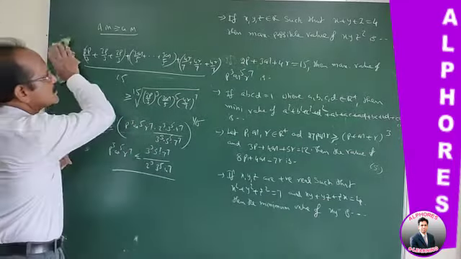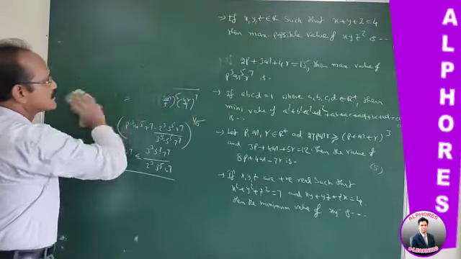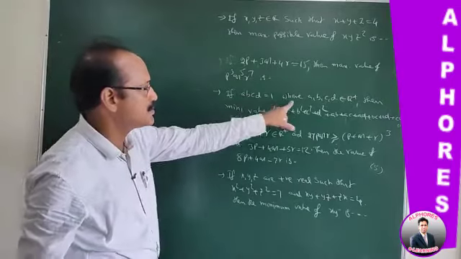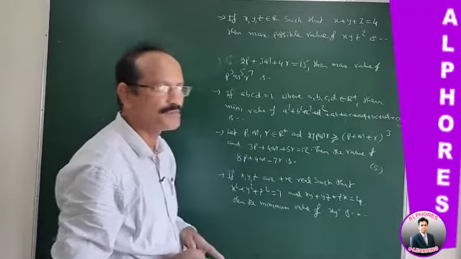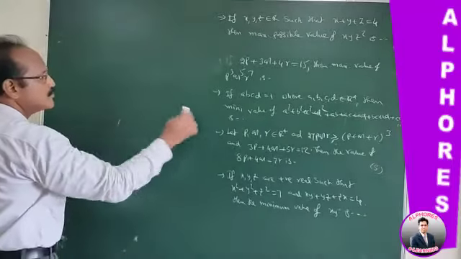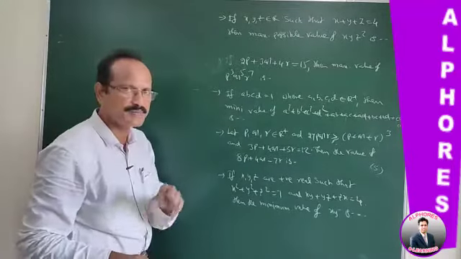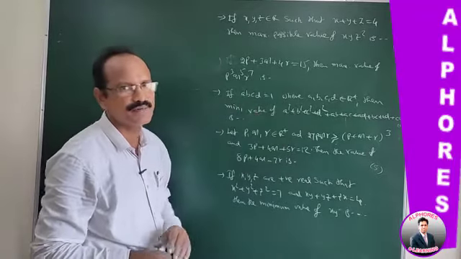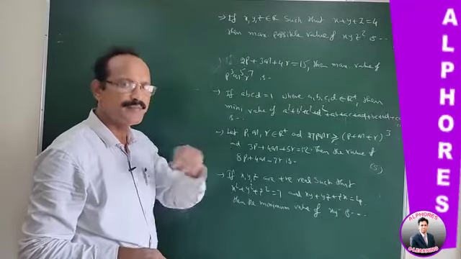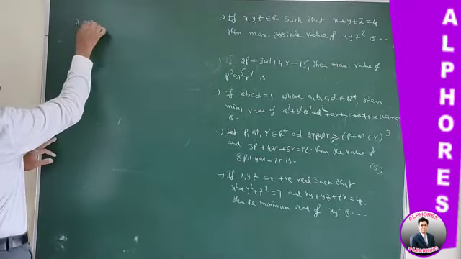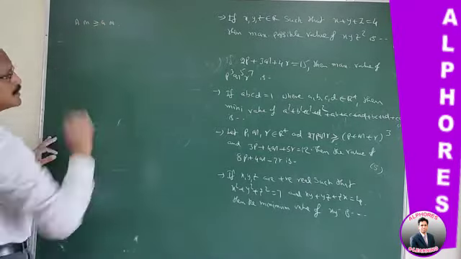For the third one, if ABCD is equal to 1, where ABCD belong to positive real numbers, then the minimum value of this one is required. Here observe that the product is given. You have to find out the minimum value of the sum. Same concept, AM greater than or equal to GM, that is arithmetic mean greater than or equal to geometric mean concept.